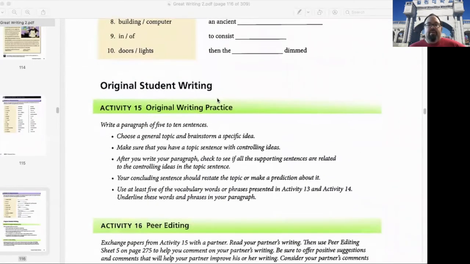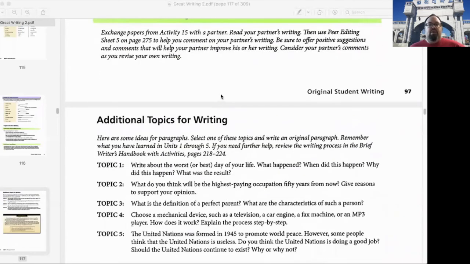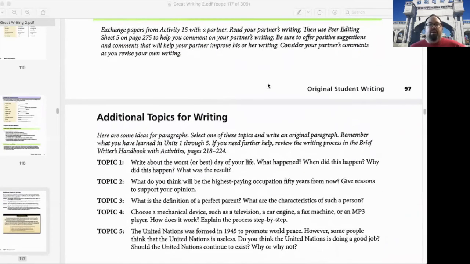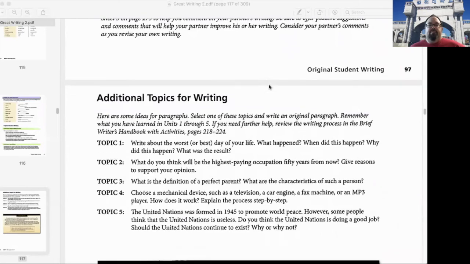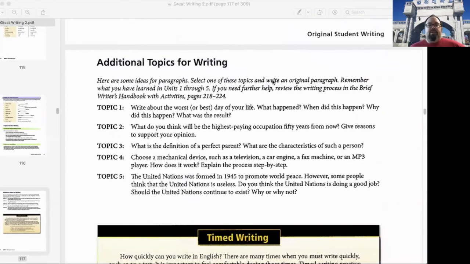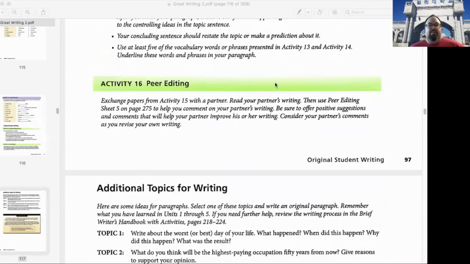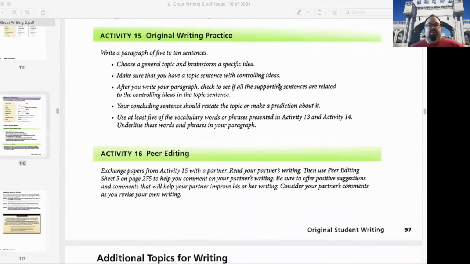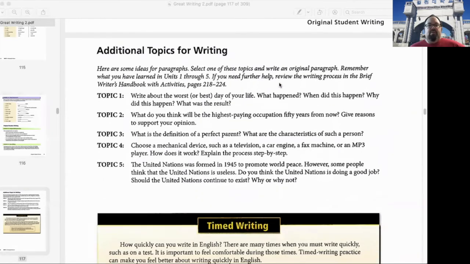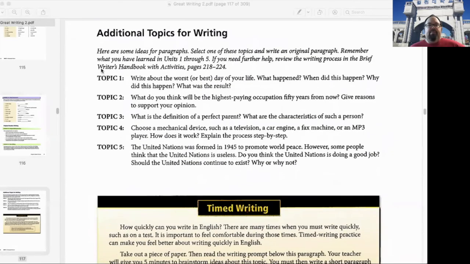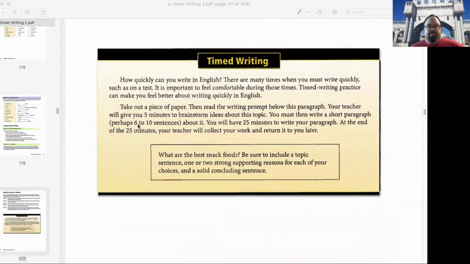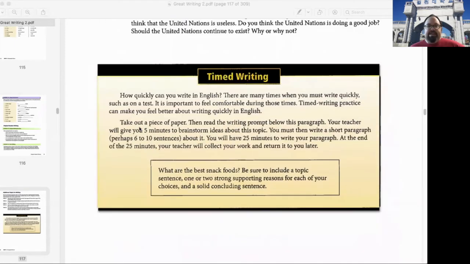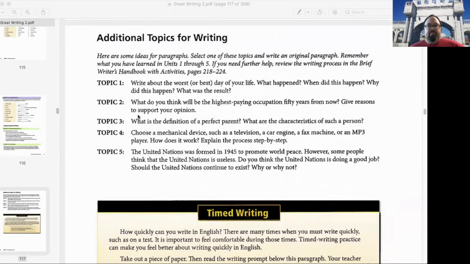And then we're going to have our writing homework. The writing homework will be on Canvas, and I'll tell you here too. So we're going to look at one of these topics. So you've got here on page 98, you've got 5 topics. So read about the worst or best day of your life.